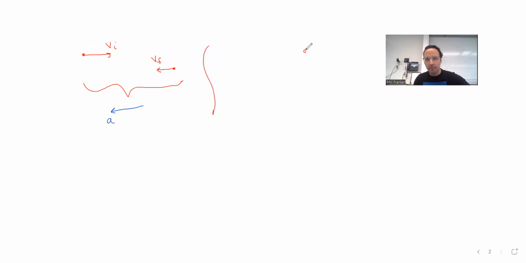Similarly, if I'm initially moving to the left, my initial velocity is to the left, and later on I end up moving to the right, that must have been caused by the wind blowing me to the right. So this object must have been accelerating to the right during this process.